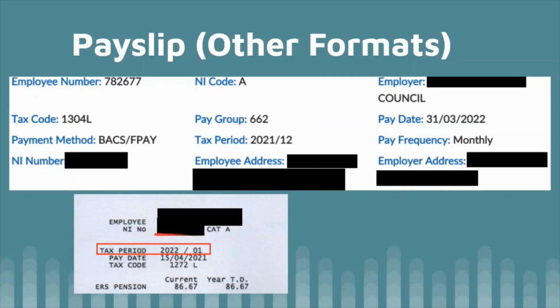Just a different pay slip here, just to show you the different tax period. So as you can see, this one, tax year 2022, that's when it's ending, and it's period 1. We can see from the pay date that it's the 15th of April 2021, so that does line up with it being month 1 because it's after the 6th of April. So between the 6th of April and the 5th of May 2021, that is all going to be period 1.